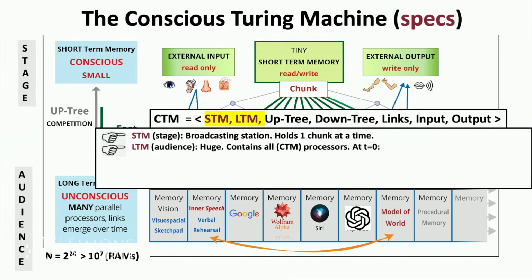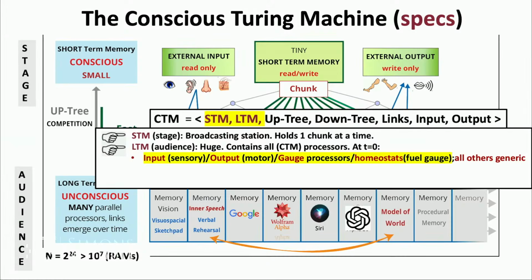Processors, huge. All the CTM processors are going to be included in LTM. Now, again, for simplicity, all the processes are in LTM. STM is just a broadcasting station, it's not a processor. All the other ones are in long-term memory. Okay, at t equals 0, almost all the processors are generic. They're powerful and generic, but we do have some that are built in. So we have input processors, which you can think of as sensory processors, output processors, which you can think of as motor processors, and gauge processors, homeostats, like a fuel gauge. And again, all others are generic, but we build in a few.